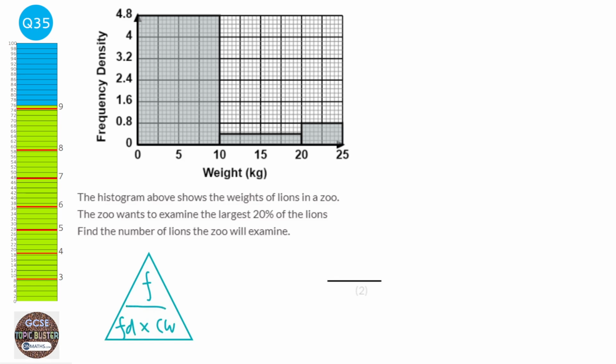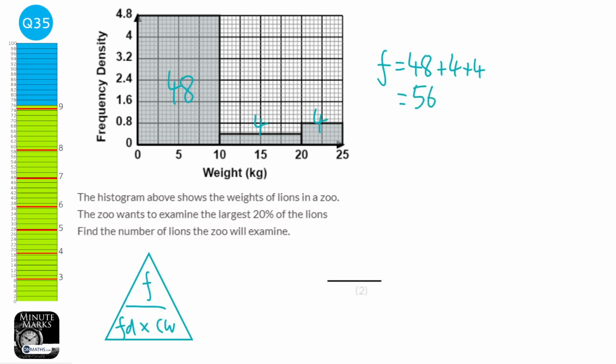So 4.8 times 10 is 48. The second one is 0.4 times 10, which would be 4. And then the last one will be 0.8 times 5, which will also be 4. Work out the total frequencies. So it would be 48 plus 4 plus 4, which will be 56. So 56 in total, lines in total.